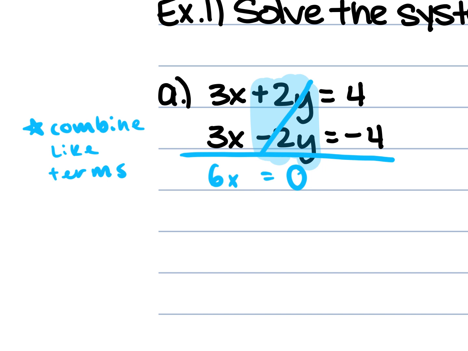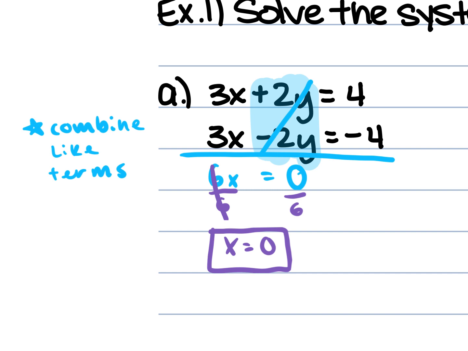Now, can I solve 6x is equal to 0? No. Why not? Because I can solve if 0 is the numerator. How would I get that x all by itself? Awesome. Since 6 is being multiplied to x, I do the opposite and divide both sides by 6. So I get x is equal to, what is 0 divided by 6? 0. So x is equal to 0. That is one of my solutions.